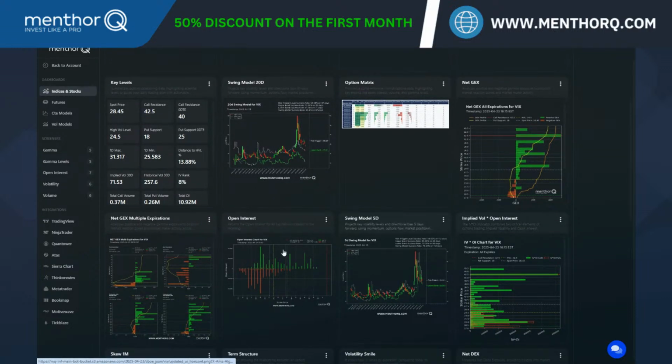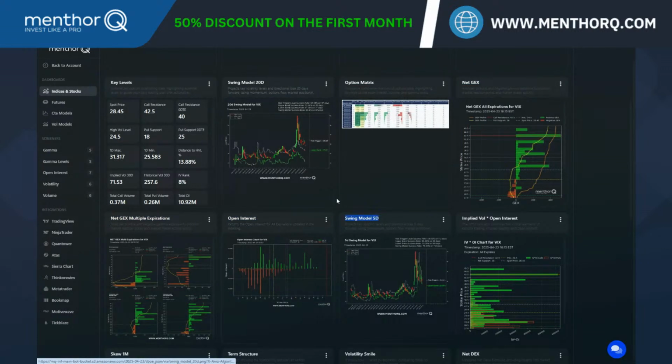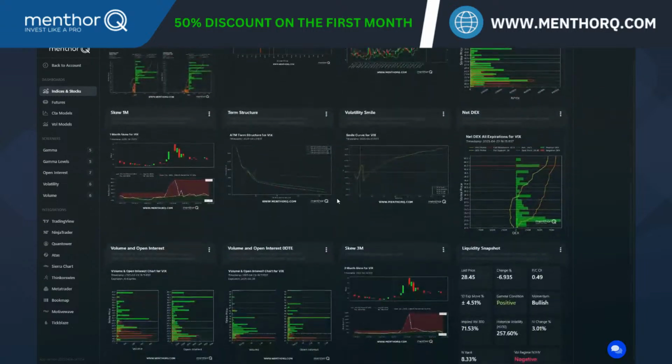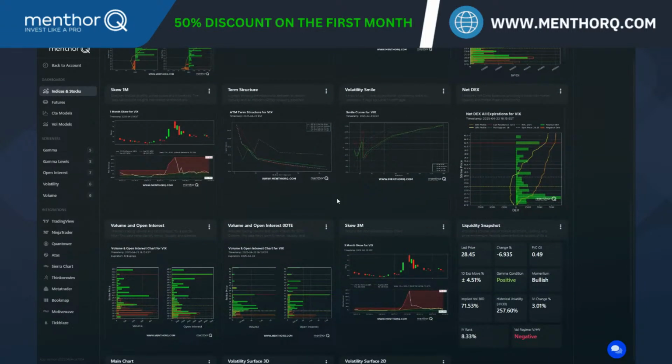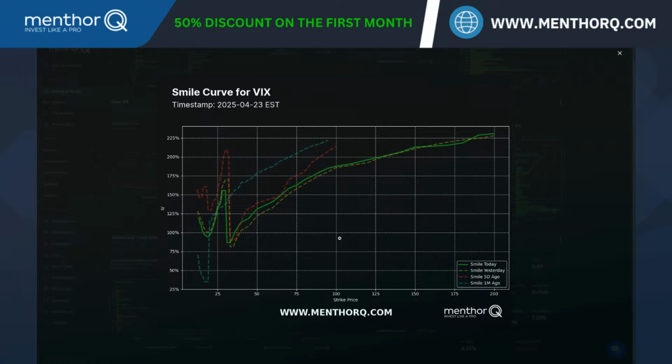Let's see, some other things that are interesting here. Okay, here we can look at the smile curve. The smile curve really just shows how the volatility of the VIX is going to move. So we can see that we expect a decline in the VIX over the short term, maybe within the next 10 to 15 days or so. This looks like it's a little bit bigger than the midpoint.